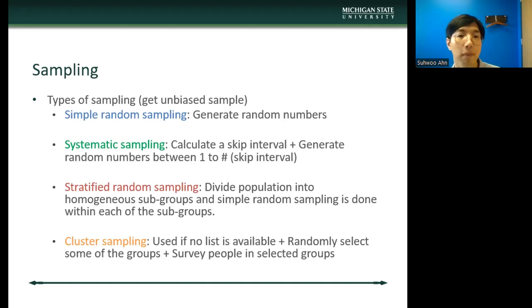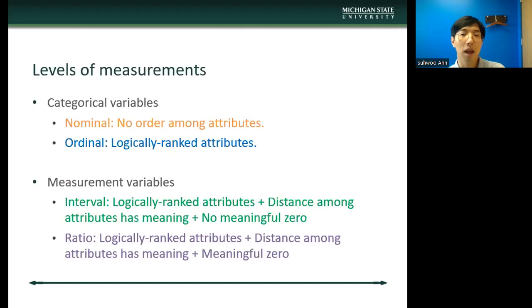So by applying these 4 types of sampling, we can get an unbiased sample. For the exam, you have to think about and remember the characteristics of the different types of sampling. Also, in the lecture and the recitation, we talked about 4 levels of measurement, or 4 types of how to create survey questions in a simple way. So we talked about nominal measure, ordinal measure, interval measure, and ratio measure.